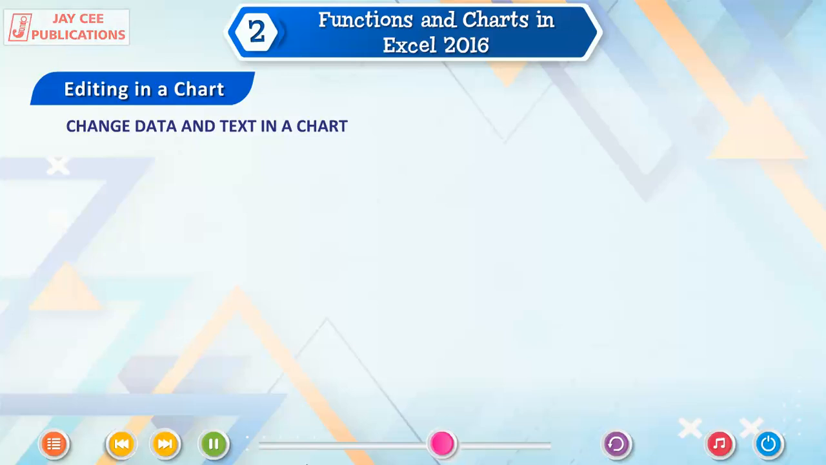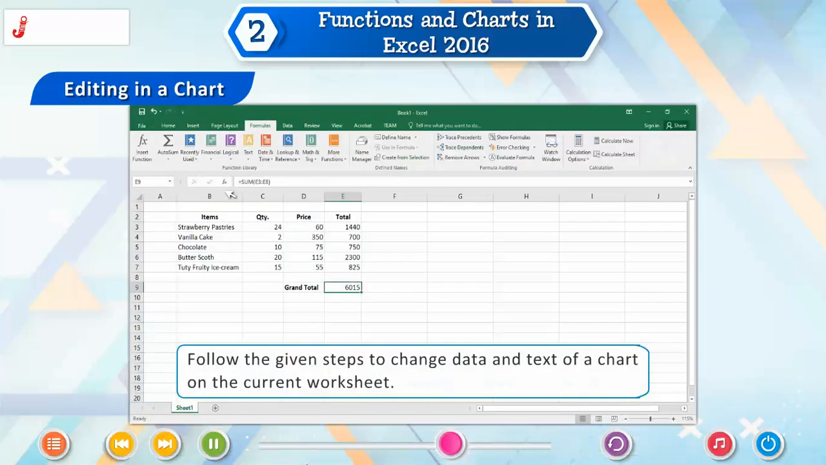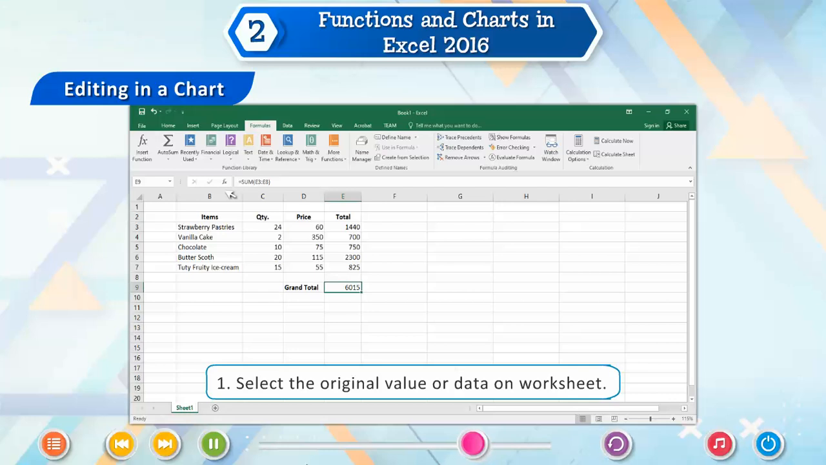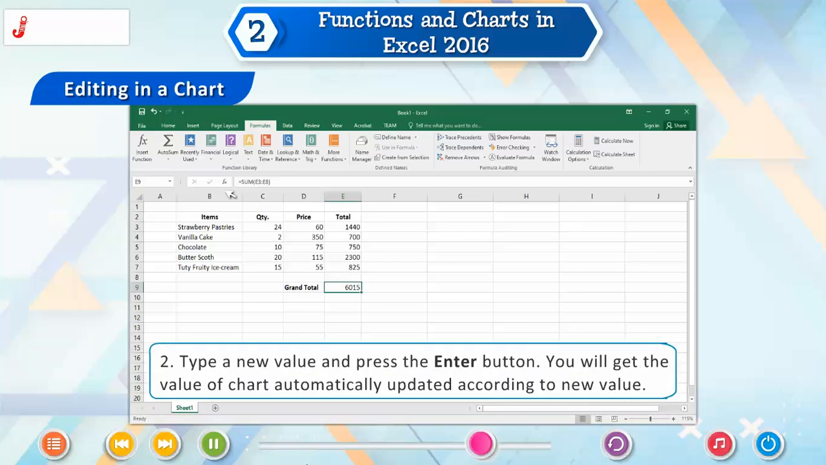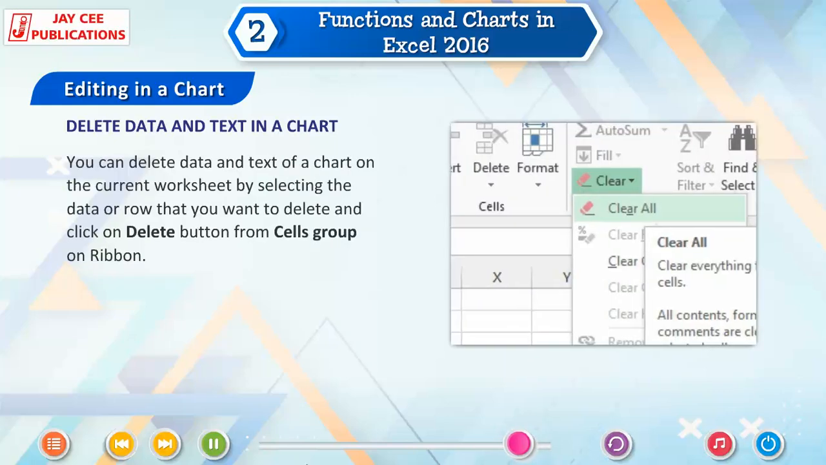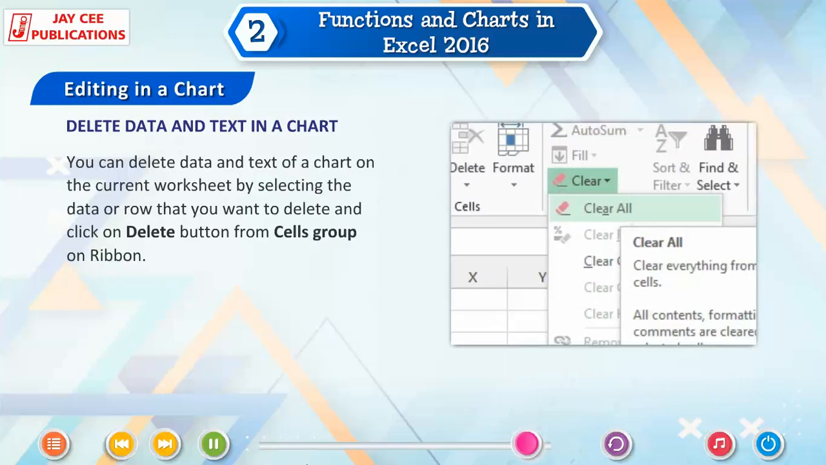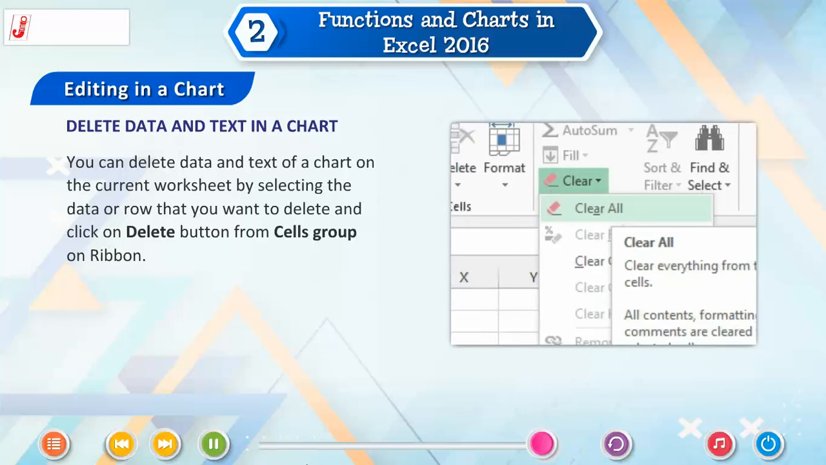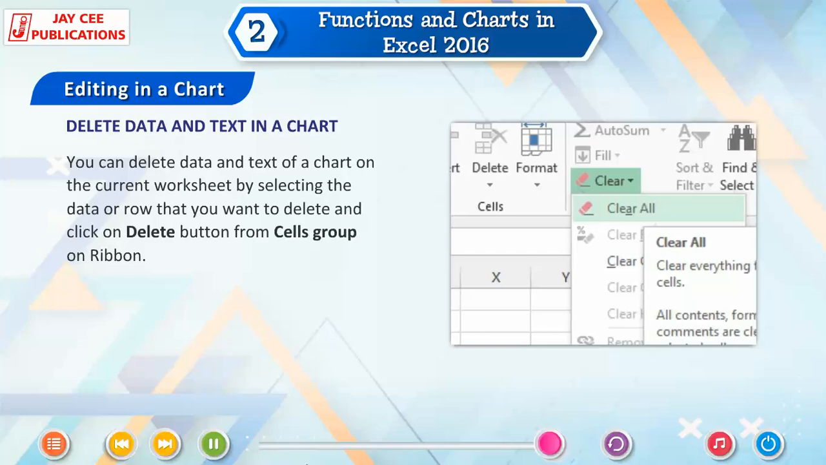Change data and text in a chart. Follow the given steps to change data and text of a chart on the current worksheet. 1. Select the original value or data on worksheet. 2. Type a new value and press the Enter button. You will get the value of chart automatically updated according to new value. Delete data and text in a chart. You can delete data and text of a chart on the current worksheet by selecting the data or row that you want to delete and click on Delete button from Cells group on ribbon.